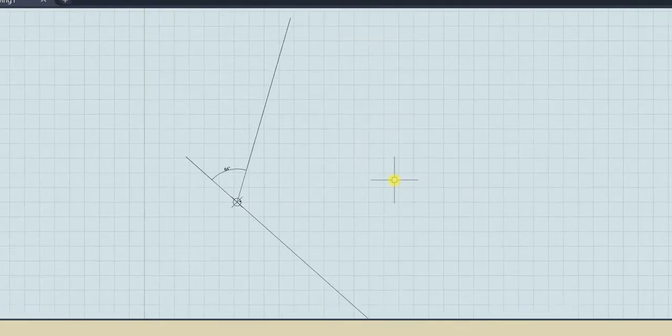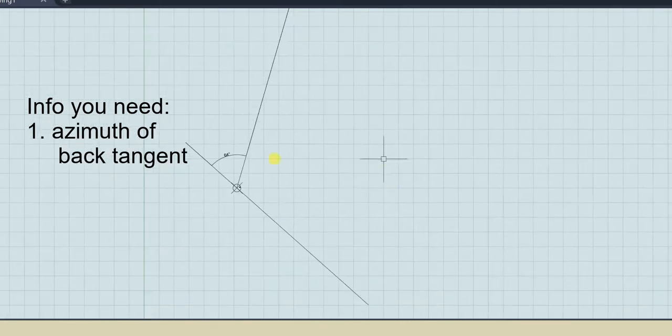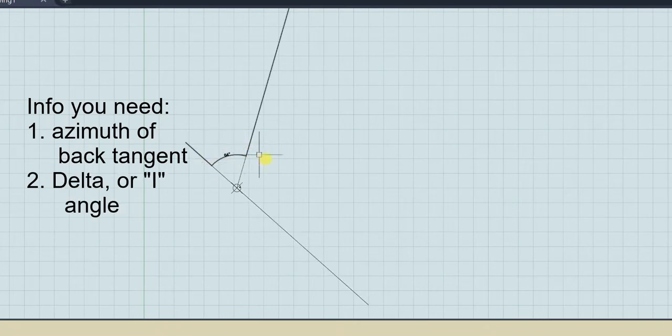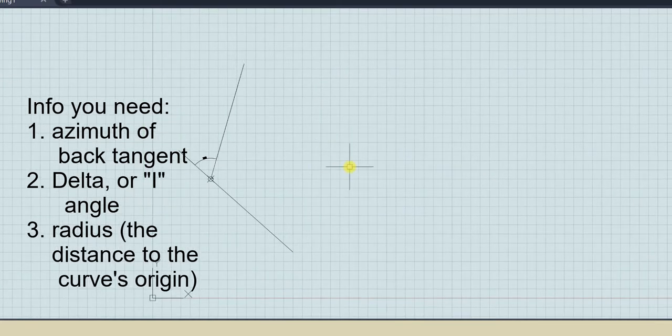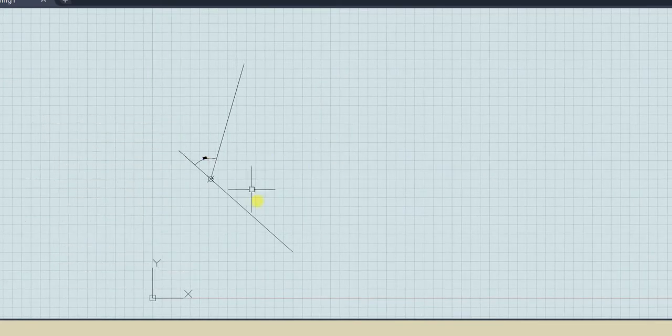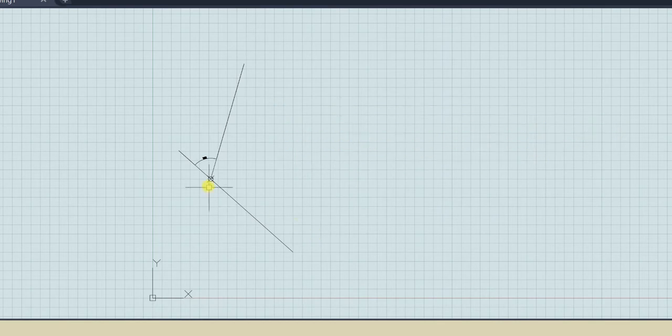So then tangent, tangent, radius. You need to have the azimuths of the tangents, you need to have the value of the delta, the deflection, and you need to have the length of the radius in order to build a curve. So now, where is this going to be along these tangents? Well, that depends on your degree of curve, in other words, how sharp you want the curve to be.